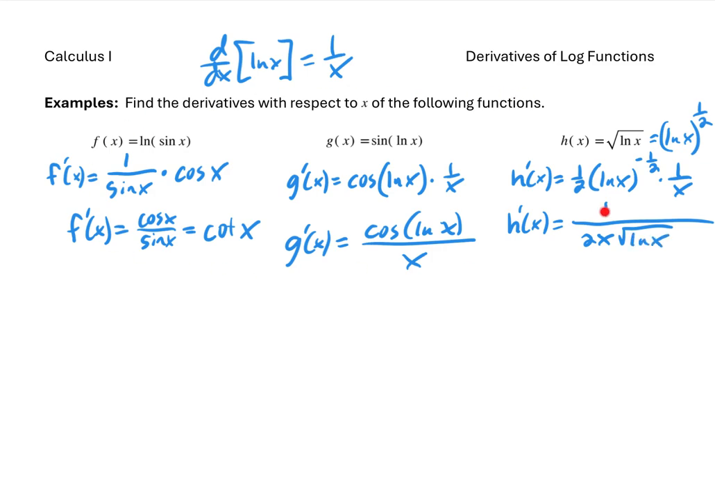Here are 3 examples where you use our newfound derivative, that the derivative of the natural log function with respect to x is 1 over x, within the use of the chain rule.